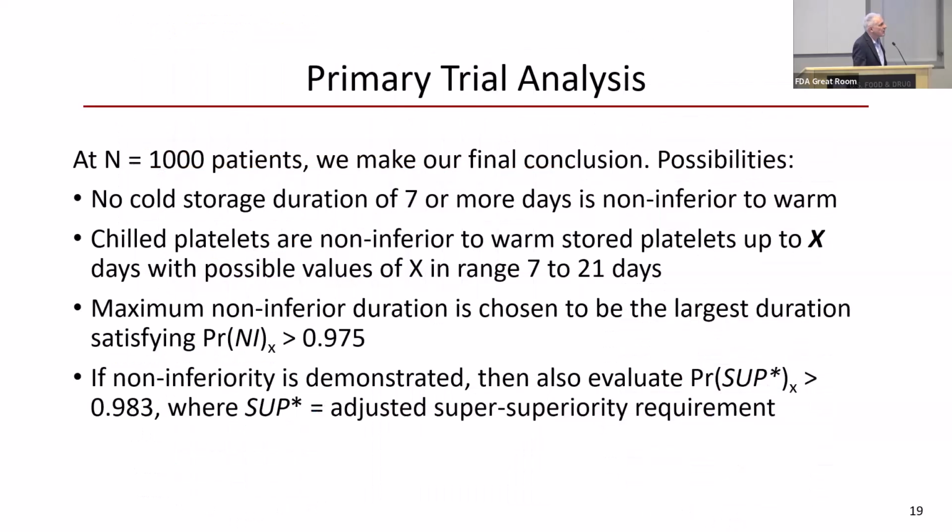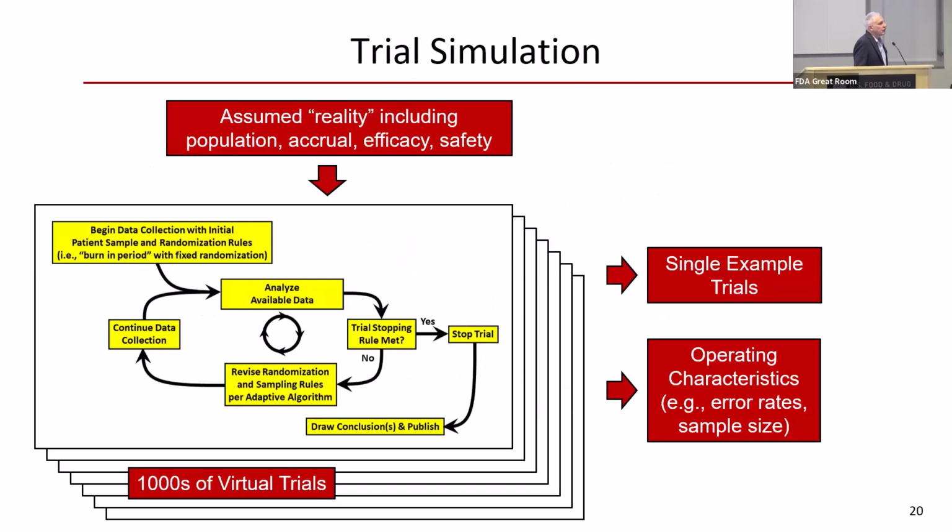Okay. So again, the primary trial analysis after 1,000 patients is that either it's a negative trial because there's no cold storage duration of 7 days or longer that is non-inferior, or we identify a period of storage between 7 and 21 days inclusive that is non-inferior, and then we can also evaluate for superiority. So what are the operating characteristics of this design?